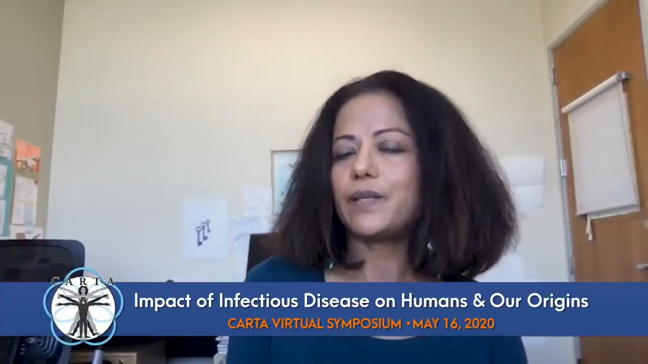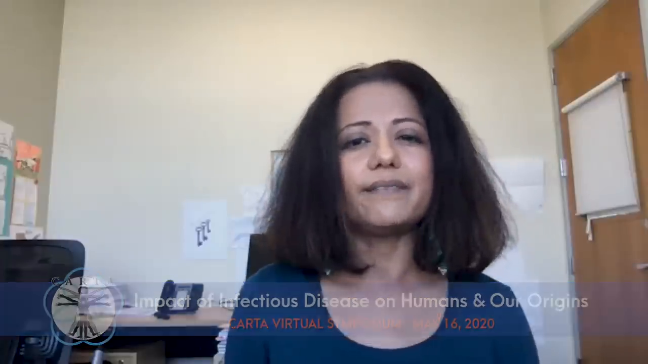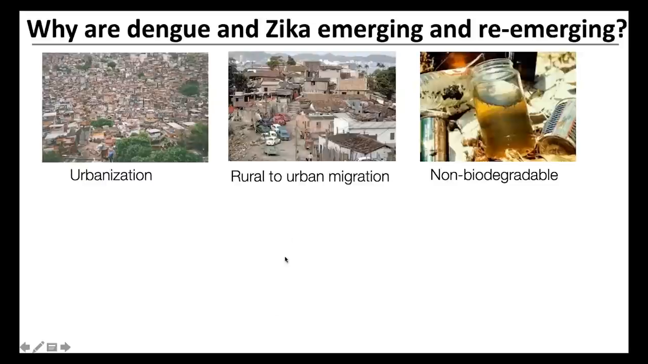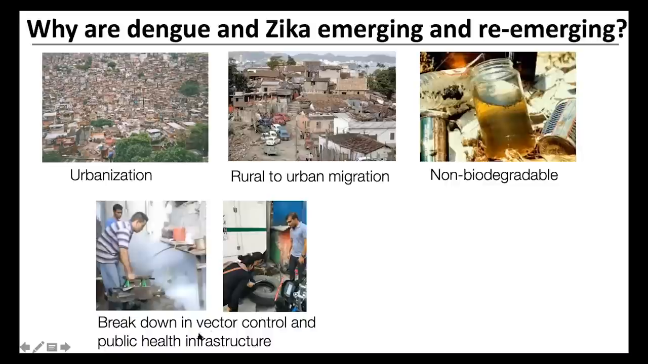So why are these viruses emerging and re-emerging? I've told you people have been trying to do dengue research for over 70 years. The answer to that question is really us. Massive urbanization, people moving from villages to cities. And our habits, which include the use of non-biodegradable containers, which are of course great habitats for these virus-transmitting mosquitoes. And in many countries, there's a massive breakdown of programs required for vector control and also general public health infrastructure.